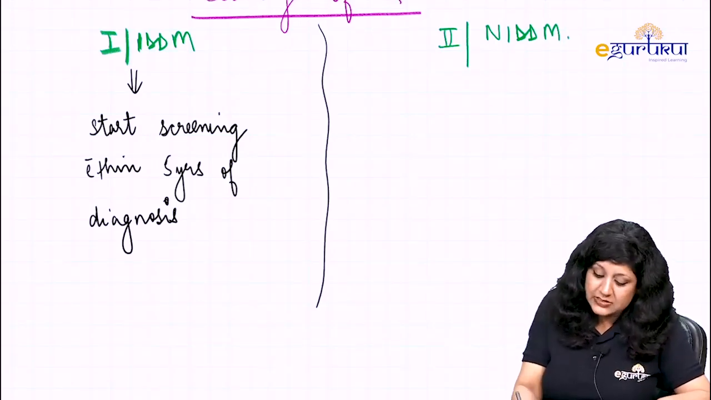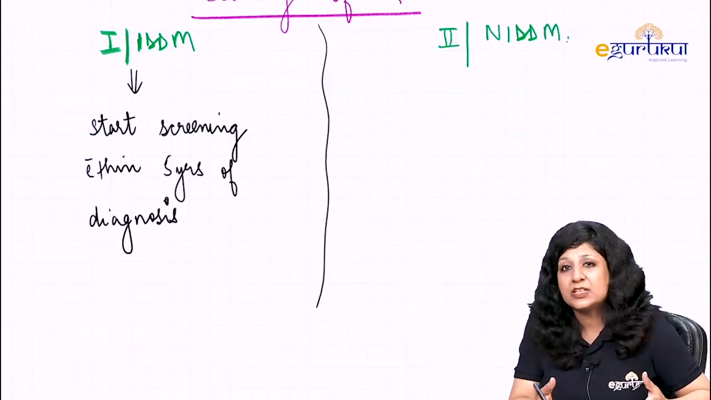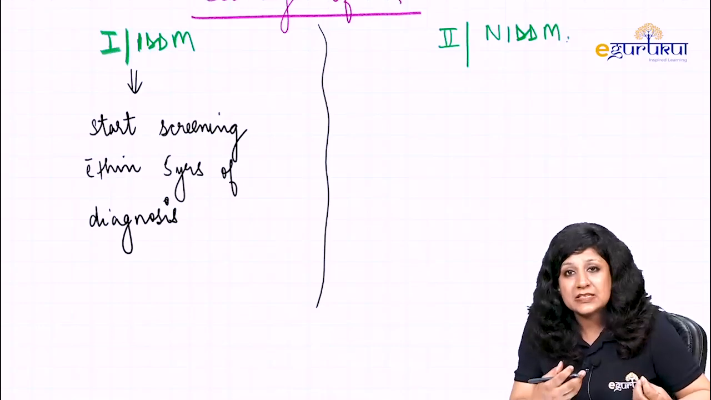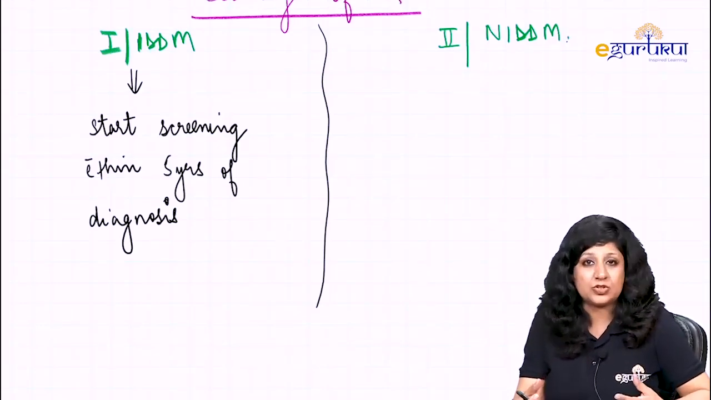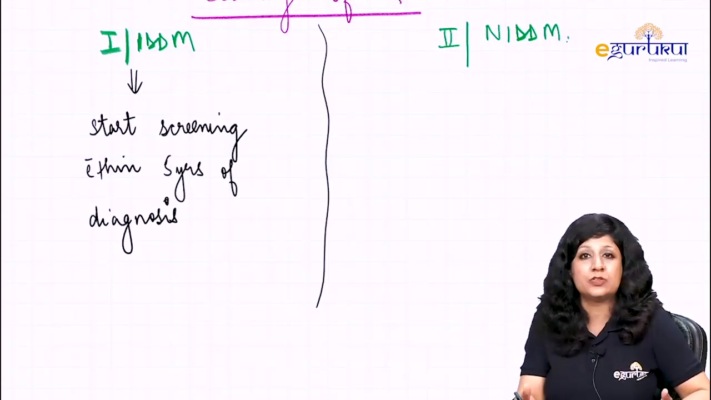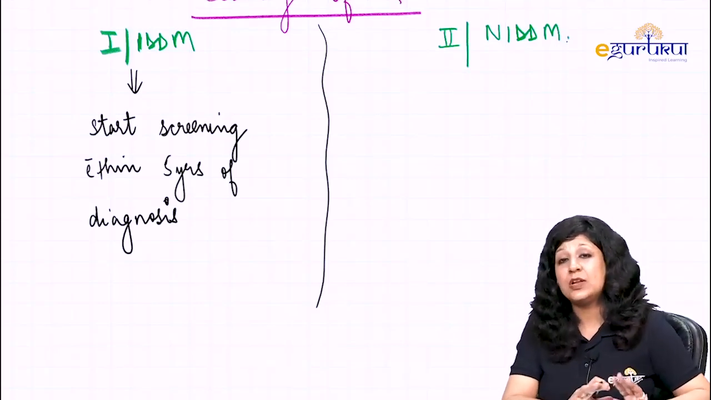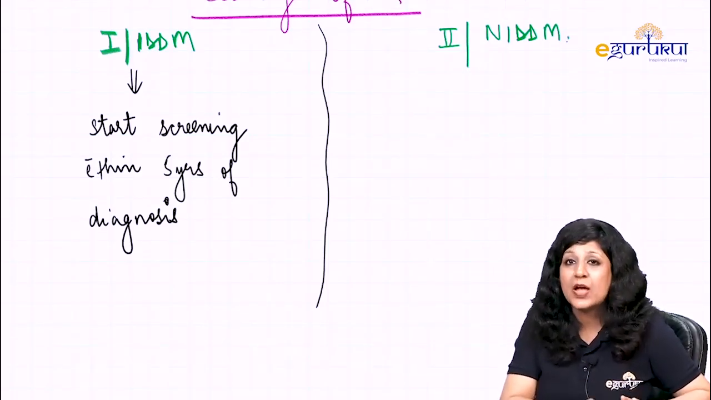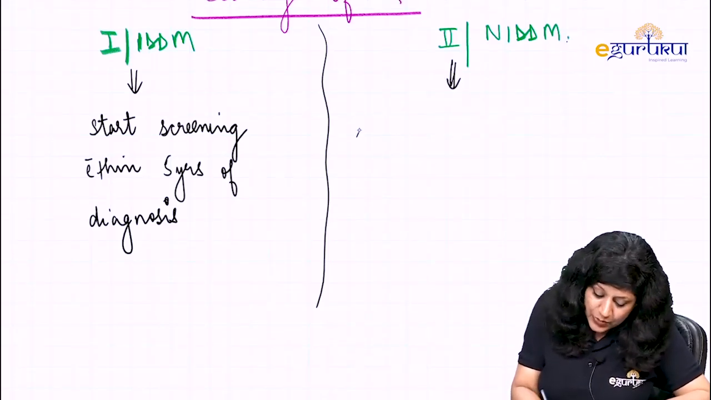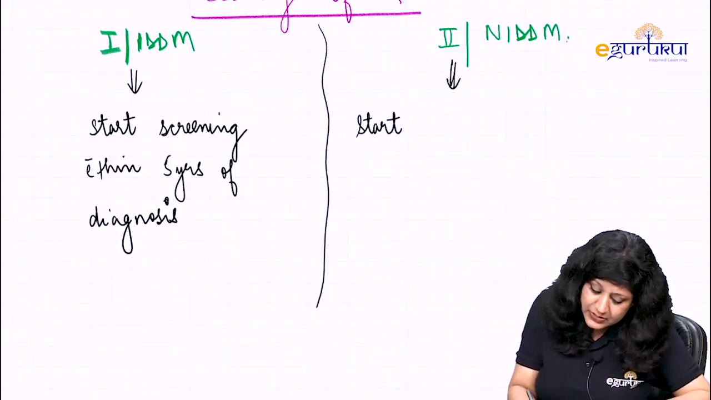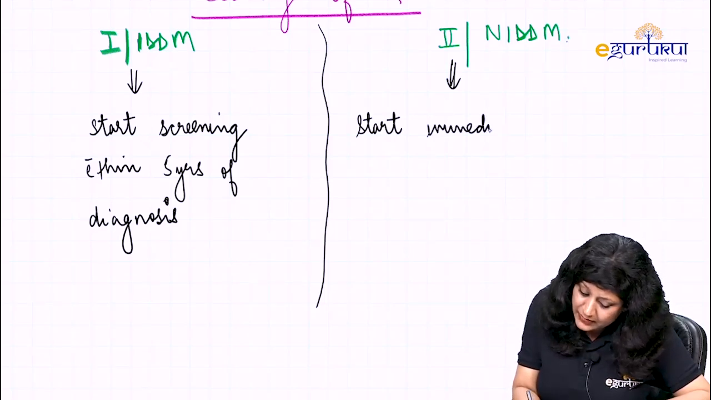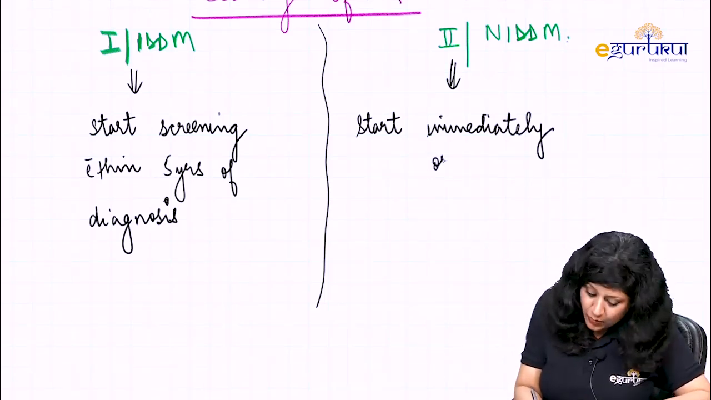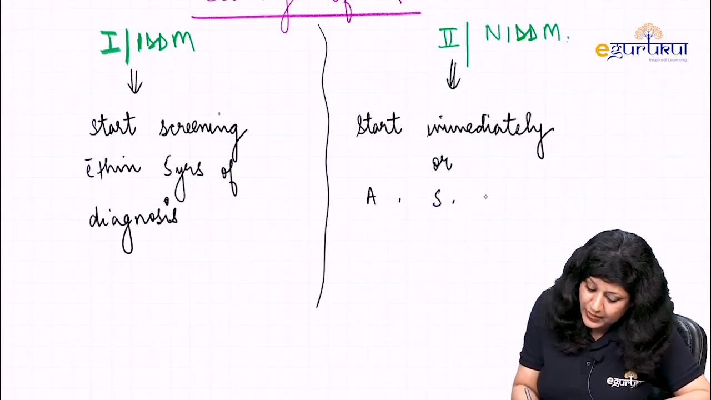But if you see type 2 diabetes, which is the maturity onset diabetes, the patient has already lived with so many years of diabetes. Mostly this diabetes is discovered due to some complication. Complications occur only after 10 years. So this means the patient has lived with at least 10 years of diabetes, and that is why you have to start the screening immediately.